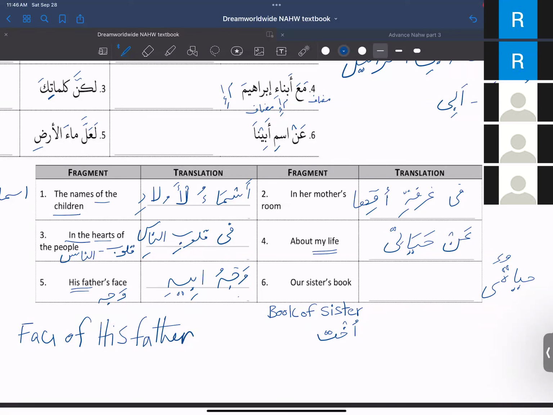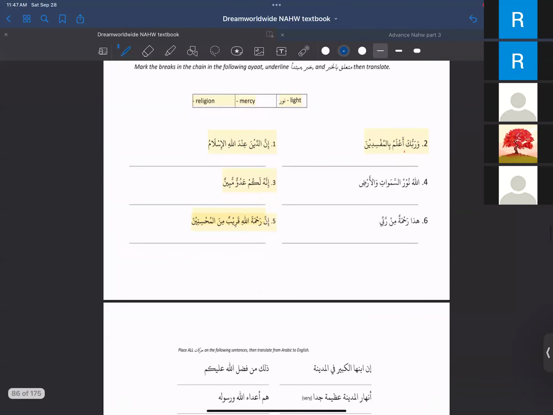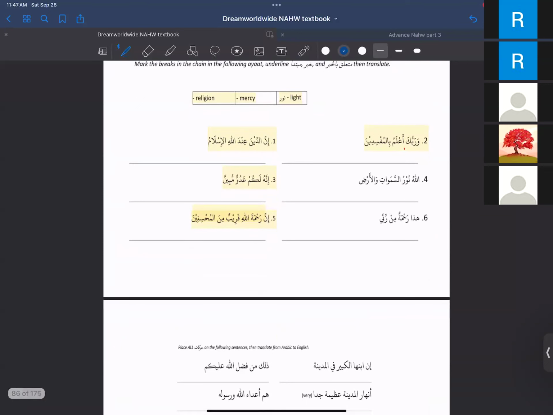Our sister's book. The book of sister, right? So sister is ukht. Kitabu ukhtina. Yes, ukhtina. Kitabu ukhtina. Book of our sister. Alhamdulillah, that was a good exercise. And we are over time, right?